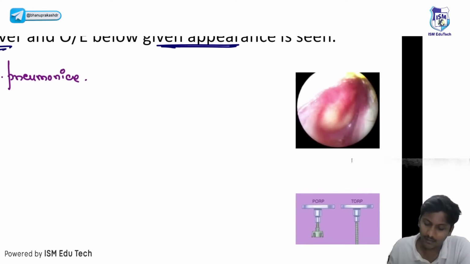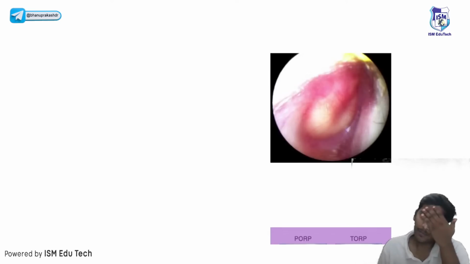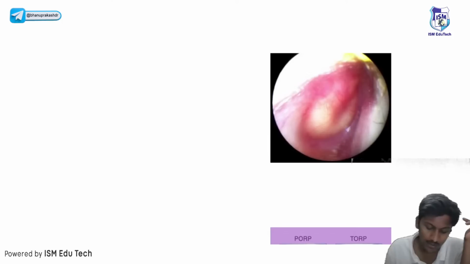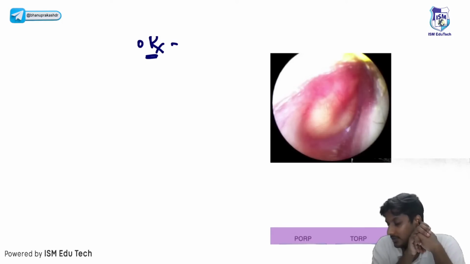But what is done in this condition? Now, please let me know. Same patient, but the appearance is different. The patient is having earache, the patient is having fever, and on otoscopy, this kind of appearance is seen. What is the treatment or management in this condition? This was a previous year question. Let me know that fast in the chat box.